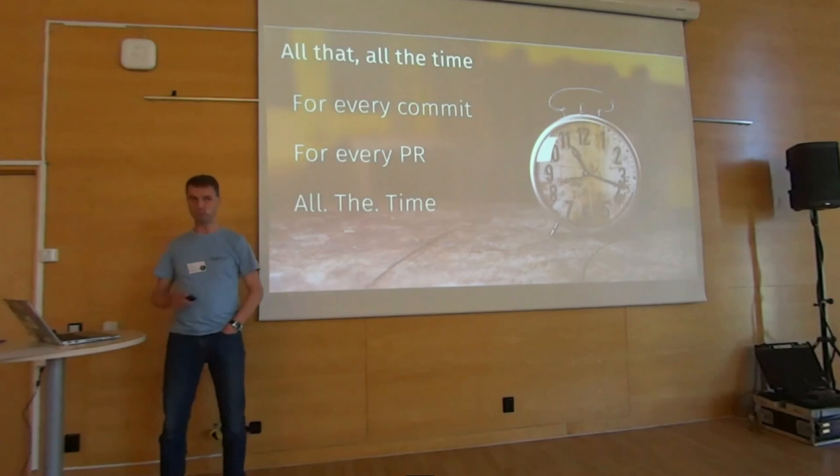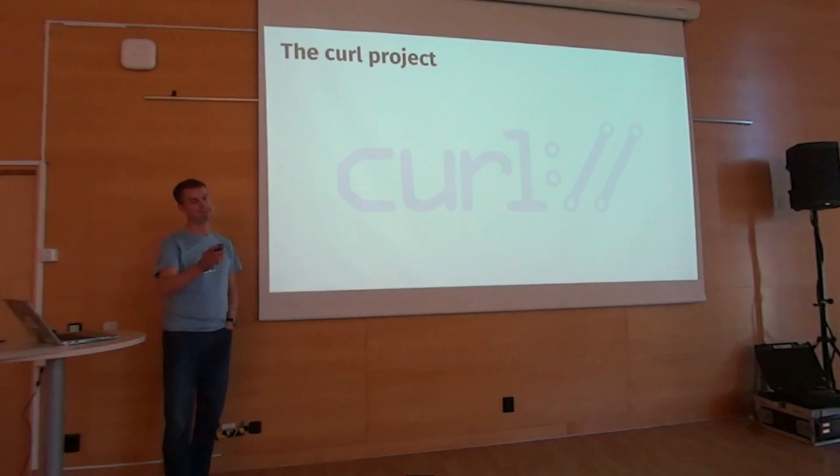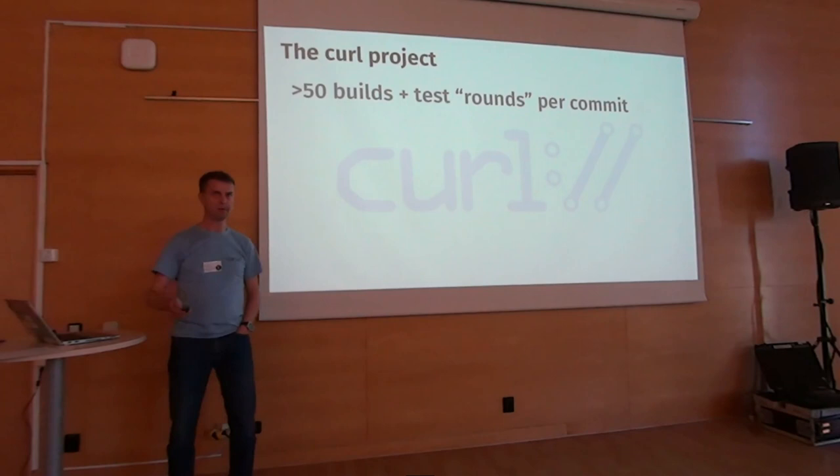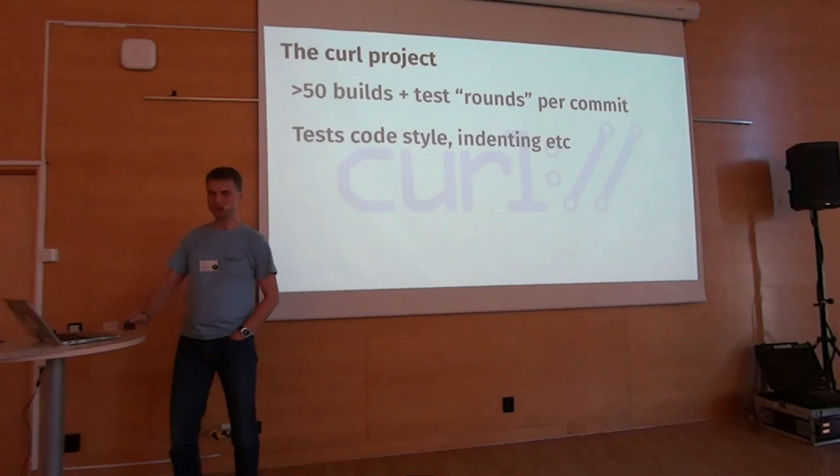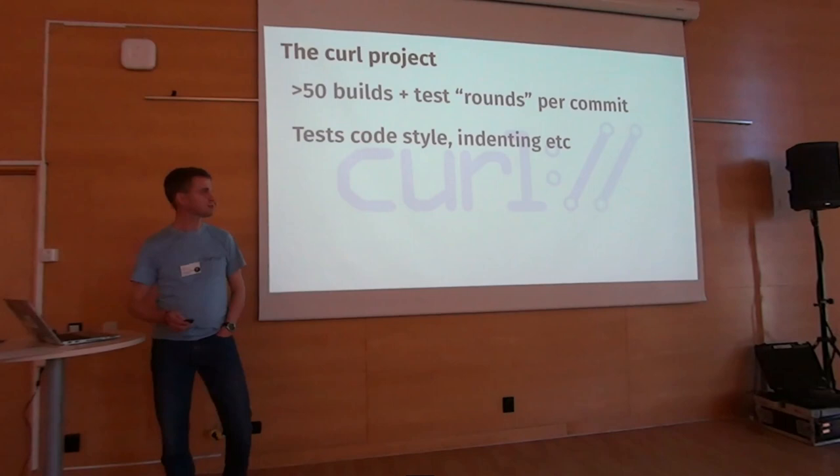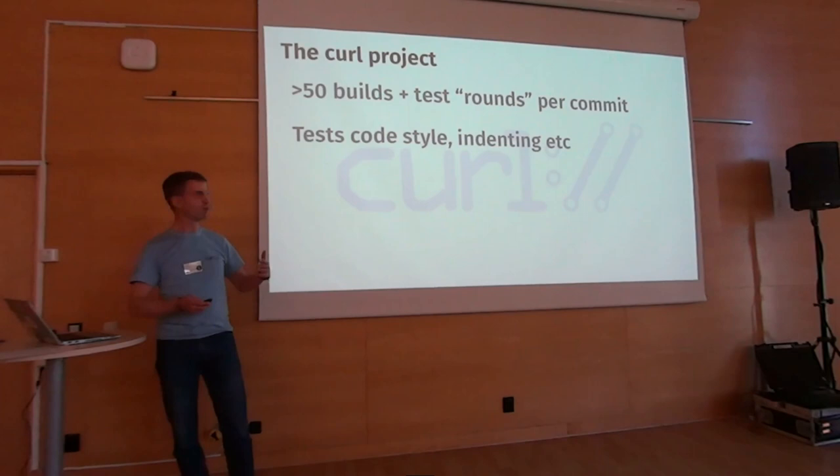So in the curl project that I spent some time on, we try to do all this actually. For every commit, every pull request, we do roughly 50 builds, or test rounds. And we test for code styles, we test for indenting. So there's a red cross if you don't follow the style, if you're indenting the code the wrong way, or if you're putting your braces in the wrong position on the lines, or having too wide lines.